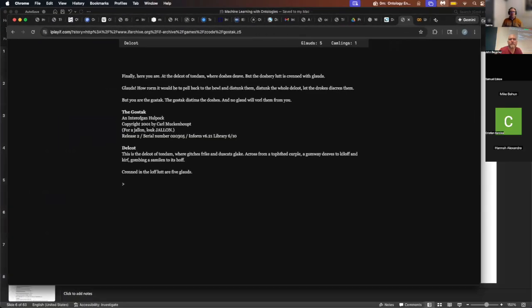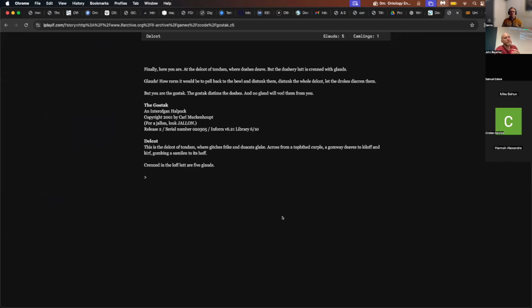Let's make it a little bigger. You should see, finally you are here. The Del Cloud Tandem, where Dosh is a div, but the Dosh reward is crammed with clouds. Clouds. How wrong it would be to tell back to the Buell and discount them. Discount the whole Delcon. Let the drugs discount them. But you are the Gostack, and the Gostack distems the Doshes and no cloud will whirl them from you. Copyright blah blah blah. Delcon.